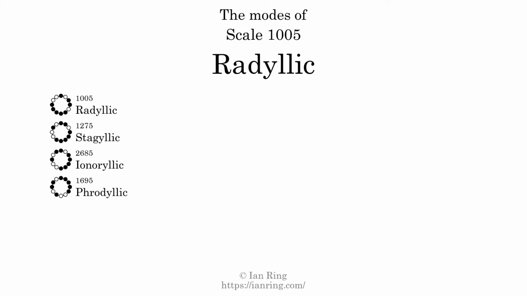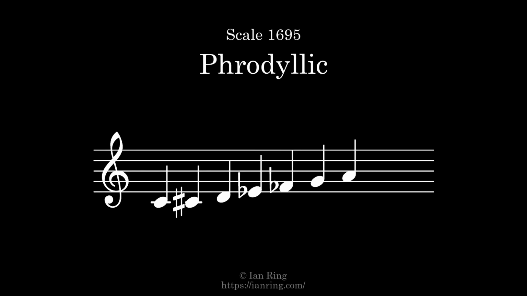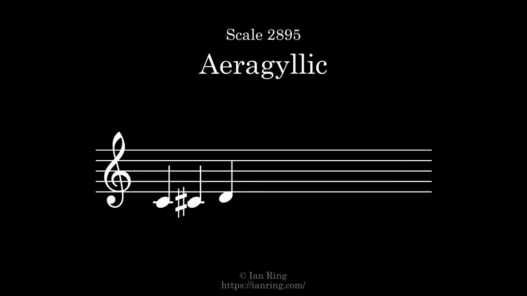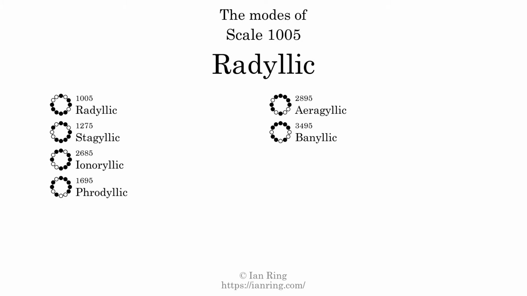The fourth mode is scale 1695, also known as Radyllic. It sounds like this. The fifth mode is scale 2895, also known as Radyllic. It sounds like this. The sixth mode is scale 3495, also known as Radyllic. It sounds like this.